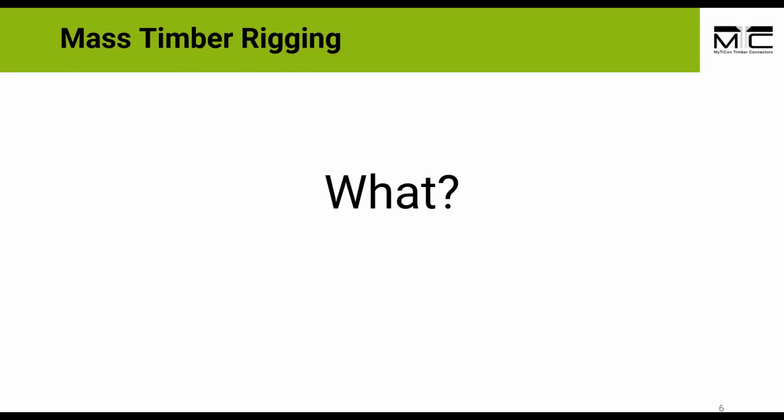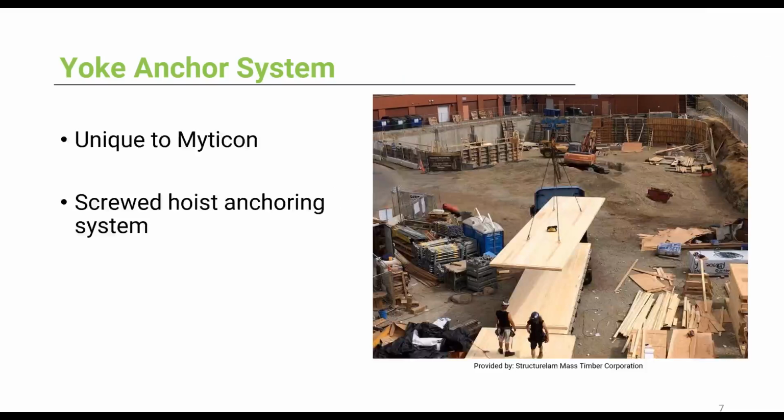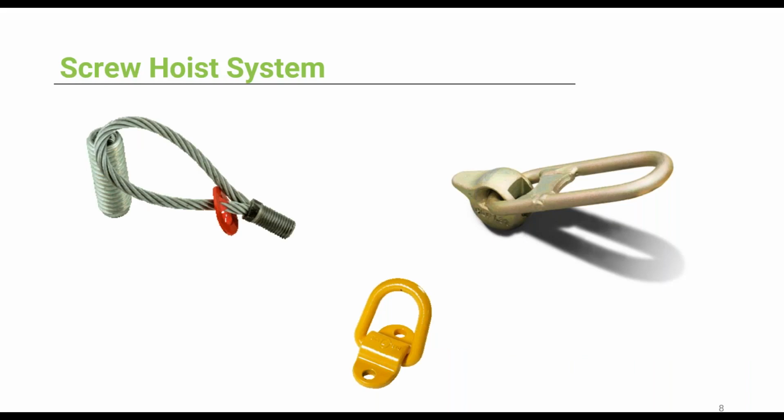So what is the yoke anchoring system? It is a rigging system that is unique to MightyCon. This screw hoist system consists of anchors that are screwed to the timber element using self-tapping screws. And what is a screw hoist system, you might ask? These systems rely on the withdrawal resistance of the fasteners used to attach the device to the panel. Compared to the other devices, which we'll go over later, these don't affect the wood appearance as much.